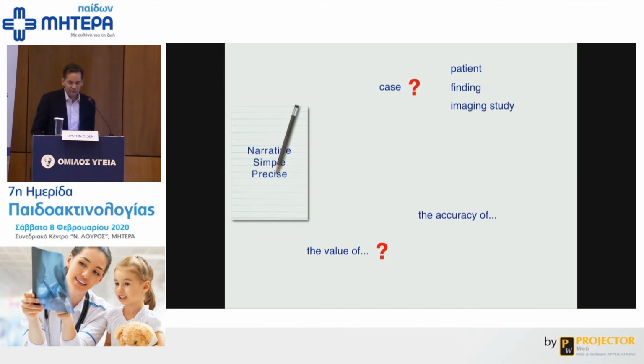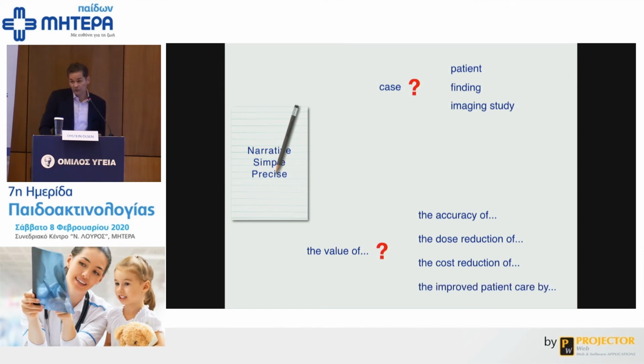Do you mean the accuracy of diagnosis? Do you mean the dose reduction you can achieve by doing MR instead of CT? Is that the value you're looking at? Are you looking at the reduction in cost benefit? Is that your value? I don't know. Is it monetary value? Or did you look at the improved patient care, the improved outcome of the patients, the increased survival? I don't know what you mean, the value of.